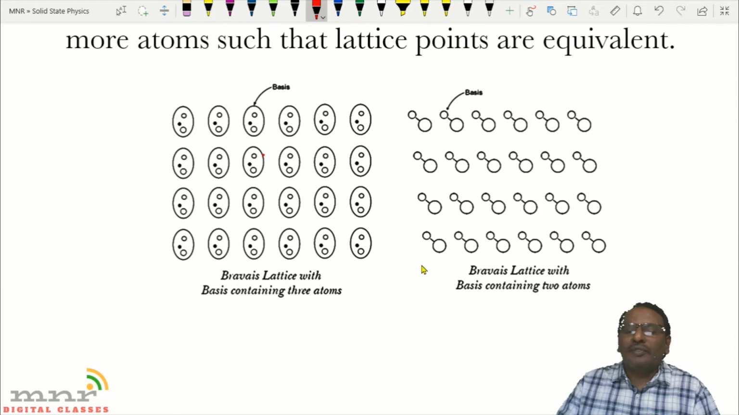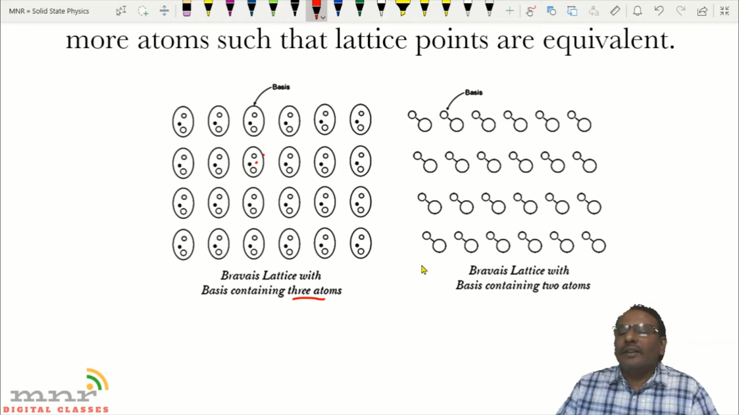The figure on the left side represents a Bravais lattice with bases containing three atoms. Here, if we consider each lattice point, it is occupied by a basis containing three atoms. If we consider any one particular lattice point, it has identical surroundings, such that all the lattice points are equivalent to each other. Hence, this space lattice represents a Bravais lattice.